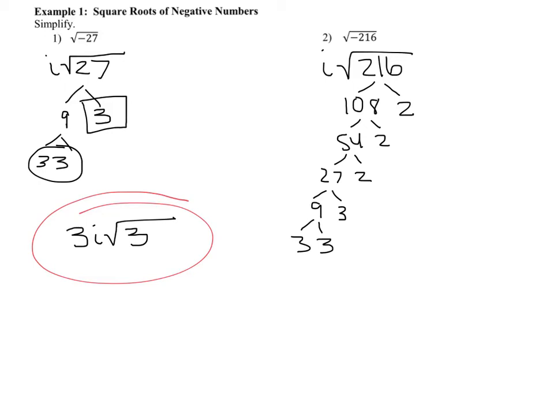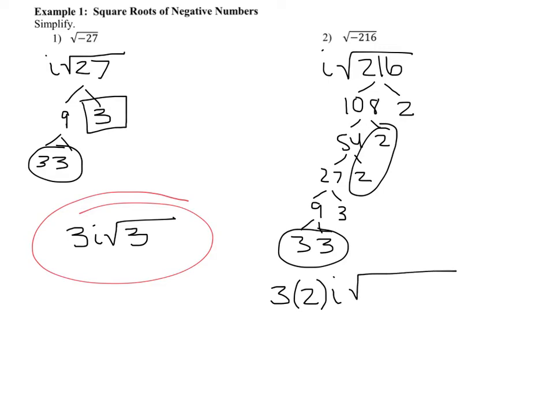So now I want to look for my pairs. I've got a pair of 3s, a pair of 2s, and then I have to write what's lonely back on the inside. Remember, my i is still on the outside as well. So for the lonely guys, I have a lonely 3 and a lonely 2 that have to be rewritten on the inside. And now I can just simplify this. So 3 times 2 is 6.